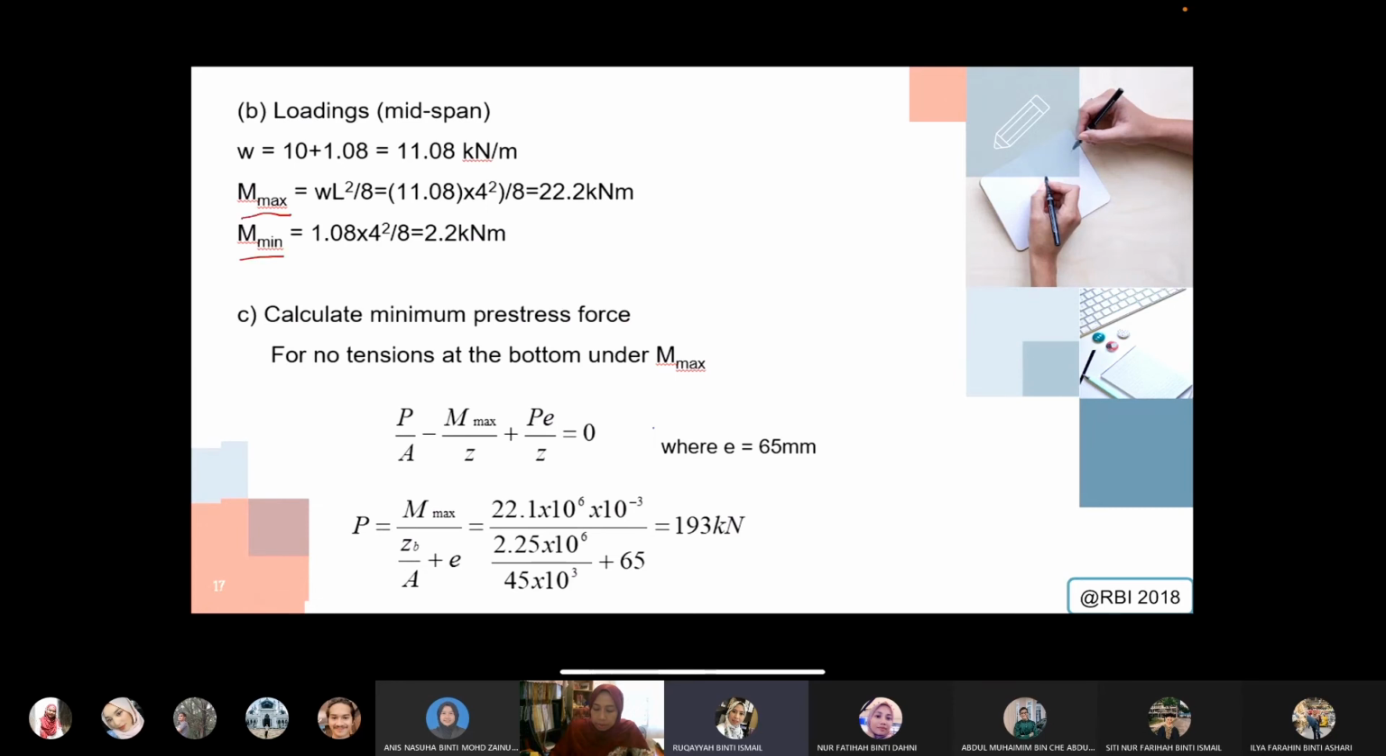So basically you will have a condition of moment maximum and also moment minimum. So what is moment maximum and what is moment minimum? Moment maximum is whereby you consider your self weight plus your dead load, meaning any UDL, plus your imposed load. So this will give you the value of moment maximum. While for moment minimum, you only consider the self weight only. So that will give you the value of your moment minimum. Okay.